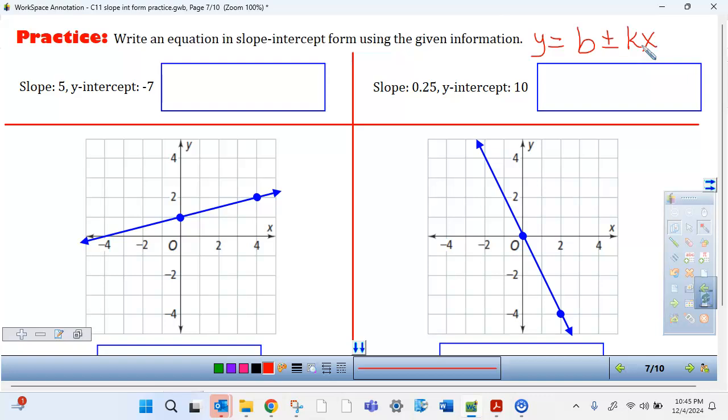So if you have a slope of 5 and a y-intercept of -7, your equation would be y equals, begin at -7, add 5 for every x, or 5 per x. There's your equation. Number 2, slope 0.25, y-intercept 10. The y-intercept is the beginning. The slope is the constant rate. So your equation would be y equals 10 plus 0.25x.